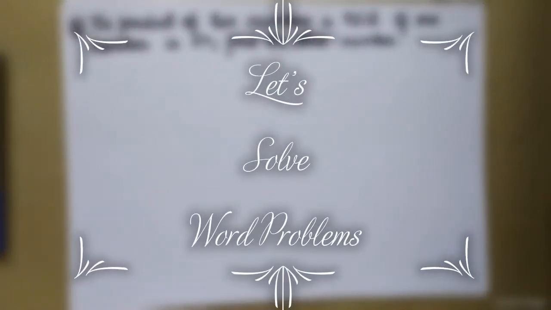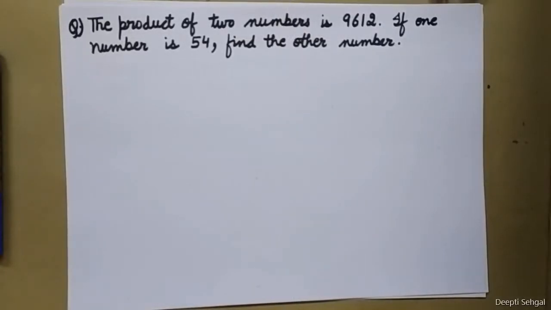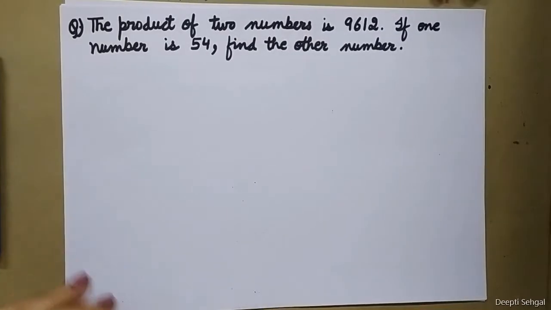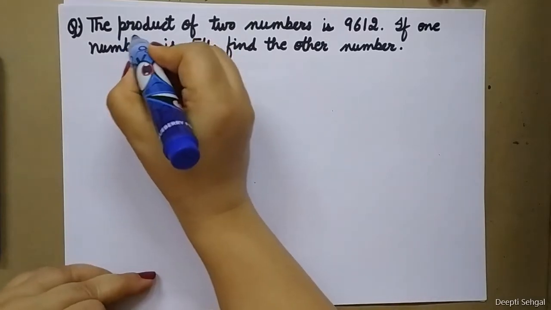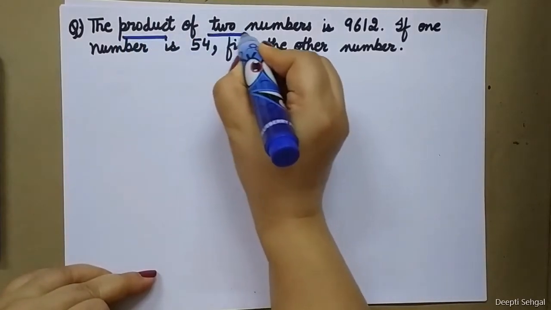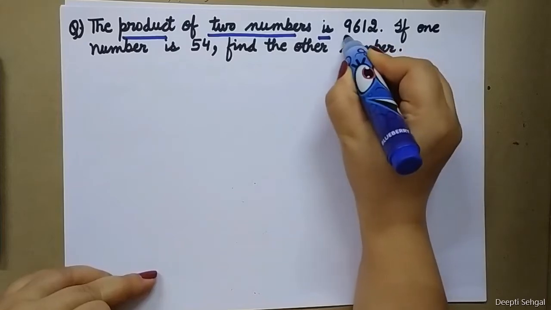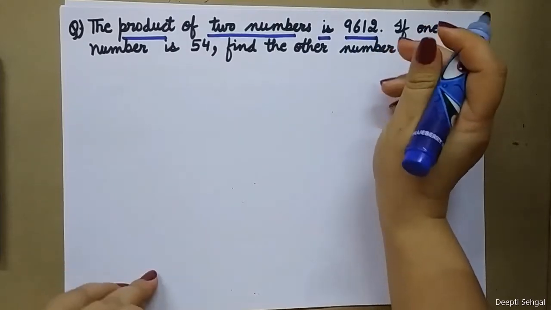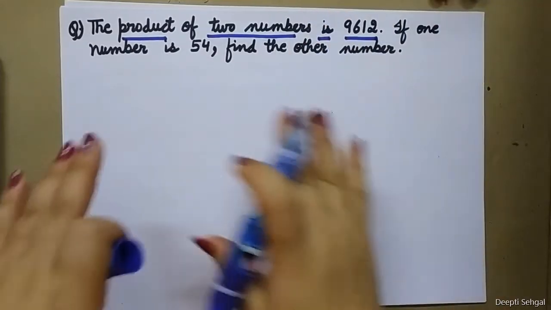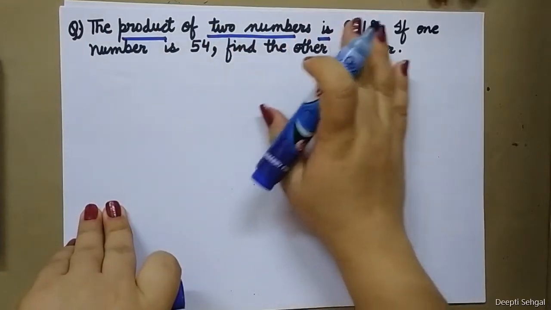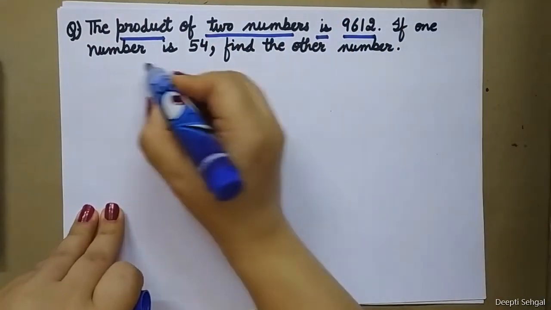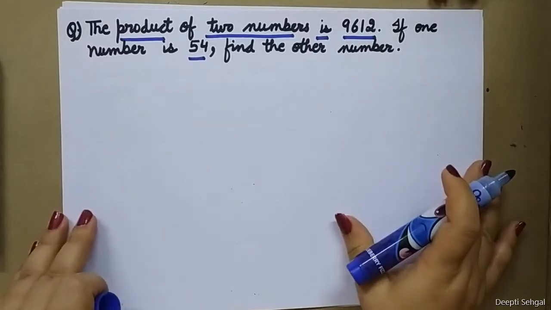Hello kids, today we are going to do more practice of some word problems which are based on multiplication or division. So read the question. The first question says the product of two numbers is 9612. Again, do not read the whole number, just read it. The product of two numbers is this. If one number is this, find the other number.